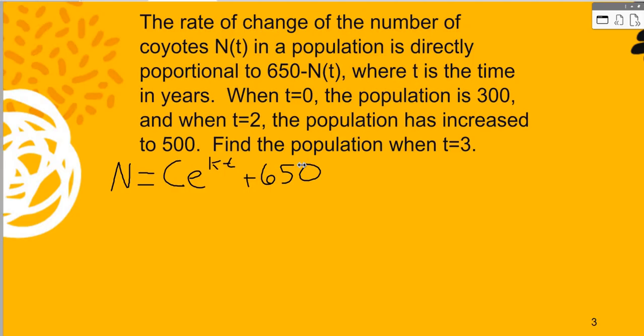So these do give us, just like before, two different things. We do need to be careful this time, because when t is 0, our population is 300. But that does not mean that c is 300 this time, because we have this extra plus 650. Does that make sense? So we do have to go ahead and plug in. So I'm plugging in 300 for n. If I plug in 0 for t, what's going to happen with my e to the stuff? 1. Just 1. So then what is our c value? Negative 350. Yep.